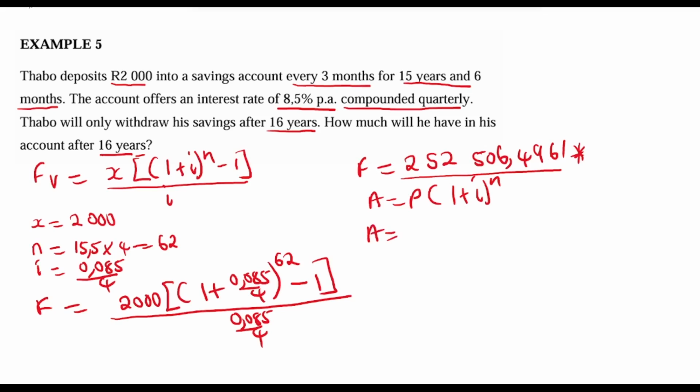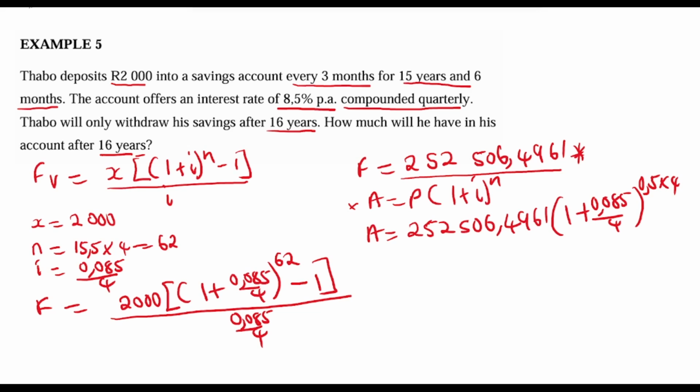So it's going to gain this interest for these 6 months. A is equal to, our P is 252,506.4961, times 1 plus 0.085 over 4, to the power 0.5 times 4, or you can just say 2 there. Then what do you get? A is equal to 263,352.514. So he's going to have 263,352 rand and 51 cents.